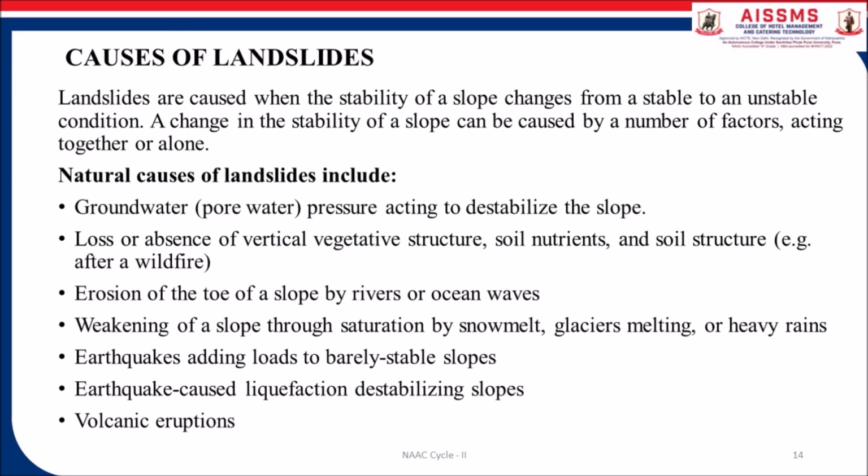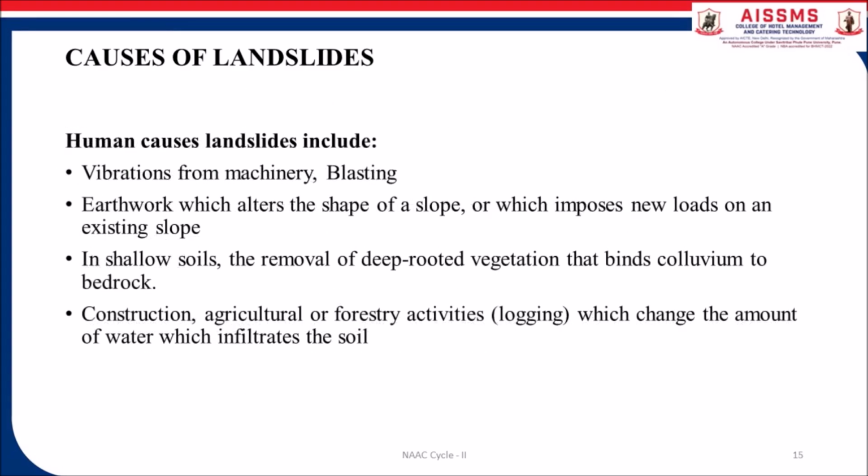Human-caused landslides include vibration from machinery or blasting, earthwork which alters the shape of a slope or which imposes new load on an existing slope. In shallow soil, the removal of deep-rooted vegetation that binds to bedrock. Construction, agriculture or forestry activity which changes the amount of water which infiltrates the soil.